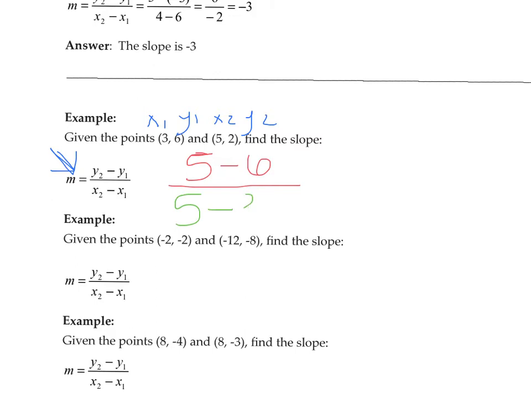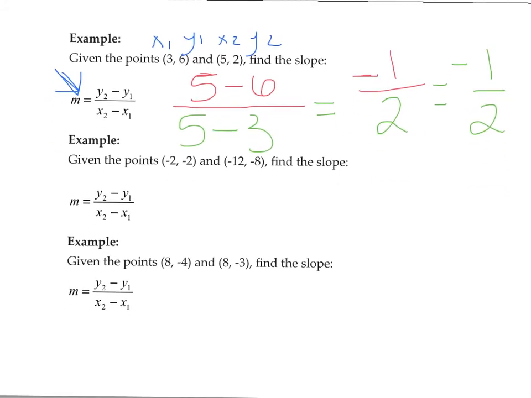5 minus 3. Well, when we simplify 5 minus 6 in the numerator, we get -1. When we simplify 5 minus 3 in the denominator, we get 2. So the slope, this simplifies to -1/2. The slope of the line that contains these 2 points will be -1/2. Okay, so we've got a couple more examples here.